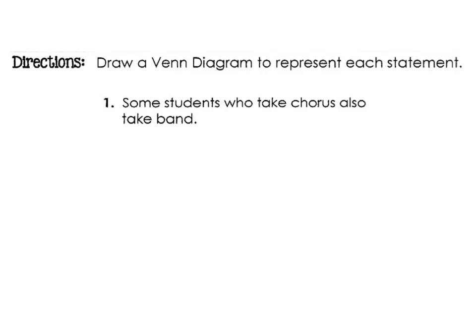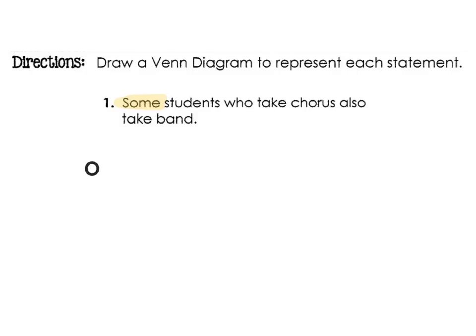Alright, so a few examples. We're going to draw a diagram that represents each statement. Number one, the statement says some students who take chorus also take band. The keyword here that we want to look for is "some." That is our keyword, so the type of diagram we want to draw is two overlapping circles.